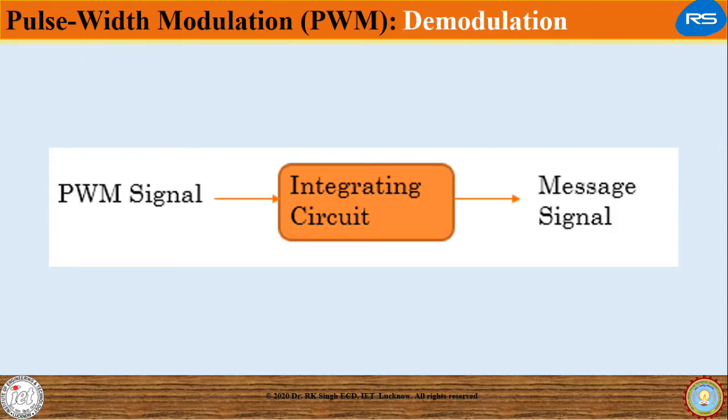PWM is demodulated by feeding it to an integrating circuit, from which a signal emerges whose amplitude at any time is proportional to the pulse width at that time. This principle is also implied in the very efficient so-called Class D amplifiers. The integrating circuit most often used there is the loudspeaker itself.